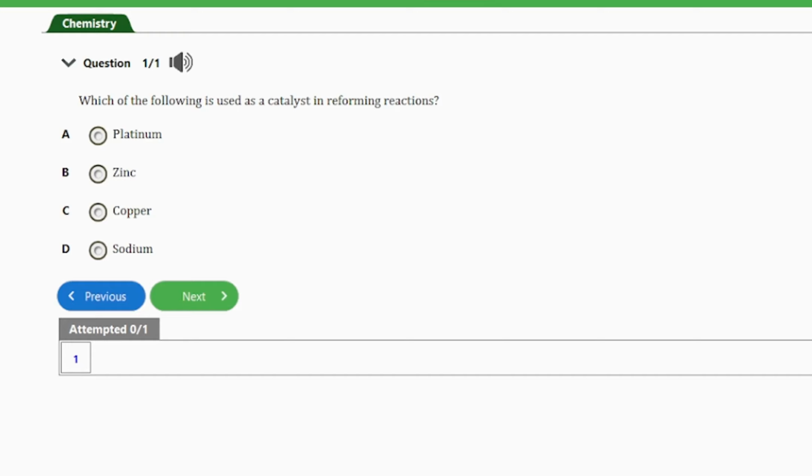Here the question says, which of the following is used as a catalyst in reforming reactions? So guys, we have option A, platinum, option B, zinc, C, copper, and D, sodium.